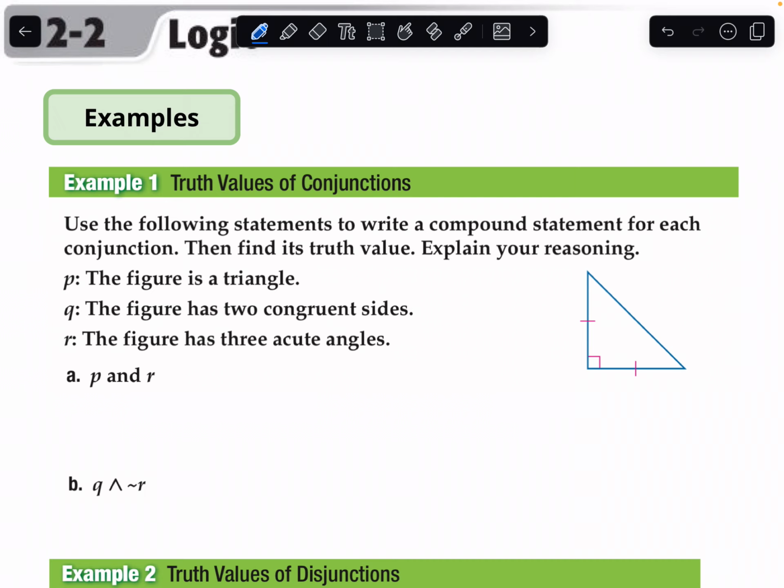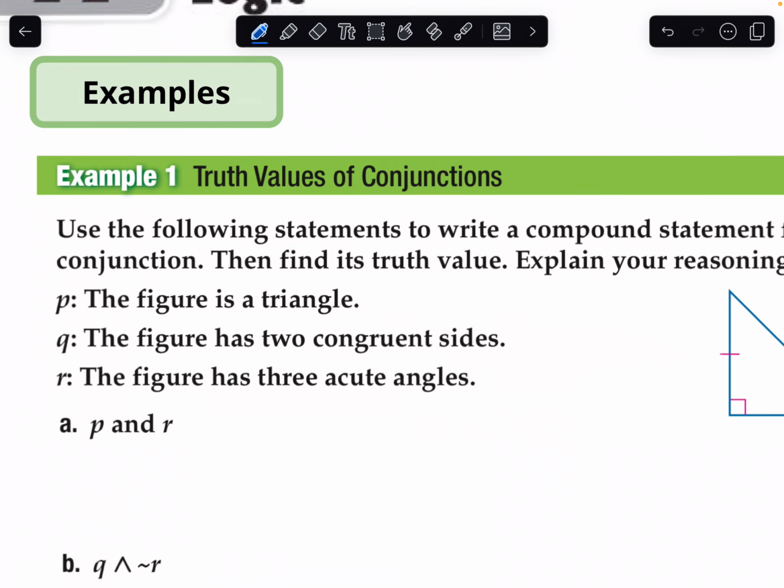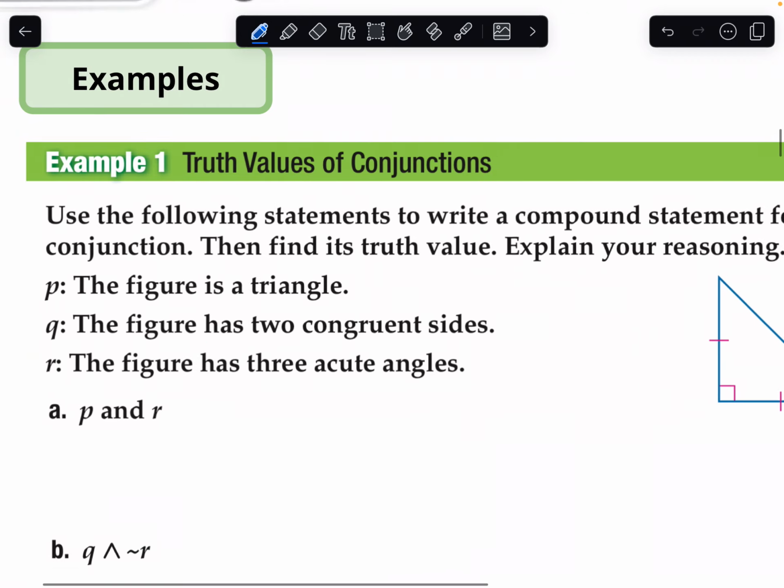So statement P is the figure is a triangle. Statement Q, the figure has two congruent sides. Statement R, the figure has three acute angles. Since we're finding the truth value of the conjunction, I think we should start with finding the truth value of each individual statement.